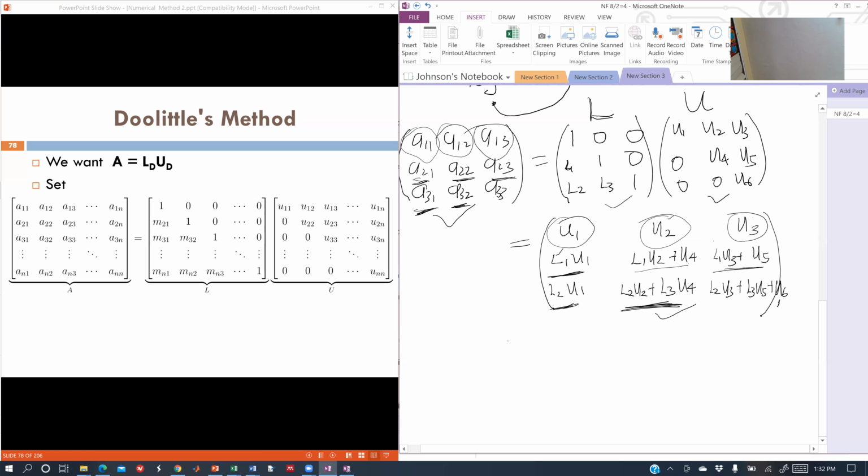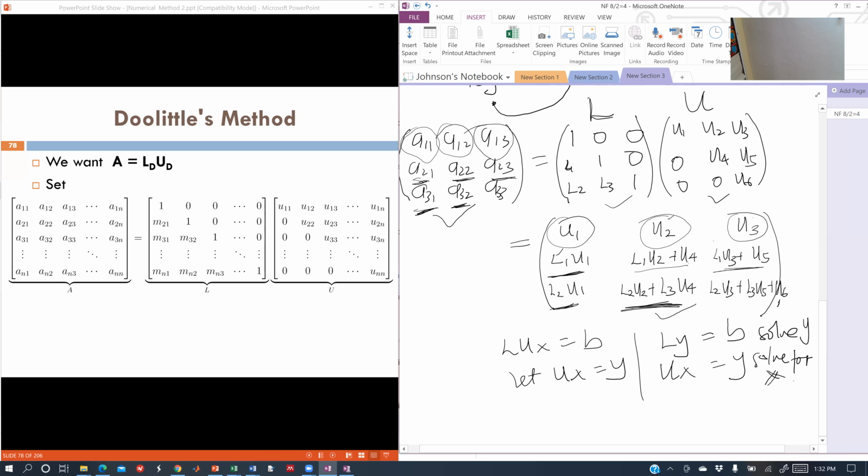Then you start L times U. Then you start your L times U times X is equal to B. So we let U times X be equal to a certain Y. Then we solve LY is equal to B. Solve this one first after you've gotten your L and U. After that, you put the Y into UX is equal to Y and solve for X. This will solve for Y and then we solve for X. So this is the decomposition method described as Doolittle.